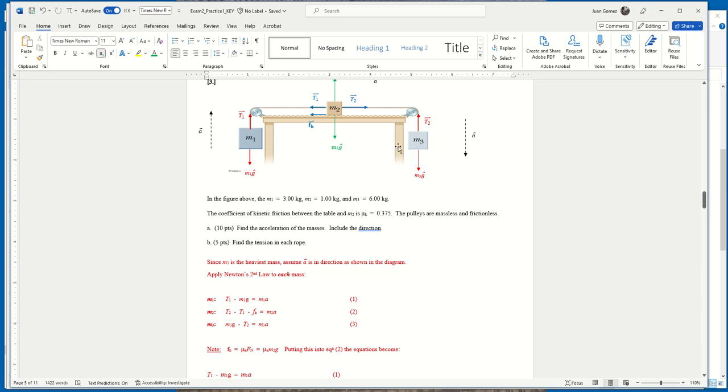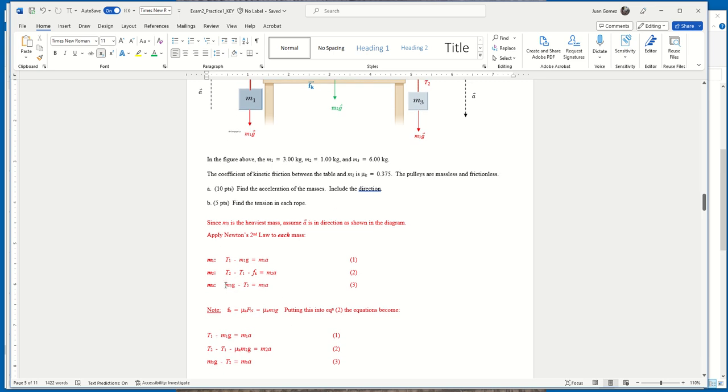Now when I apply Newton's second law to M3, because M3 is accelerating downward, I write it as M3G minus T2 equals M3A. So that gives me 3 equations. I'll label them 1, 2, and 3.